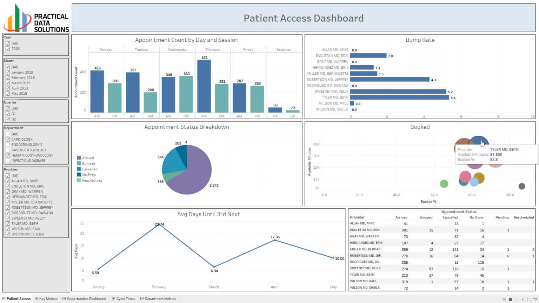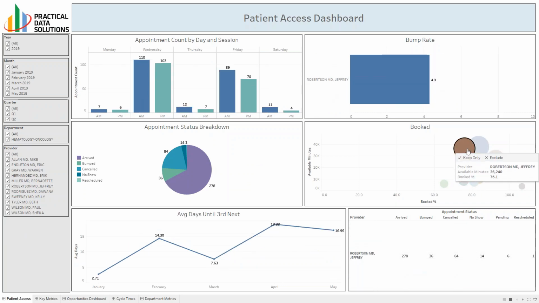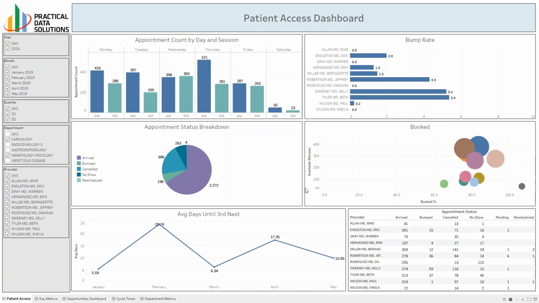Looking at that booked bubble chart, we can quickly see how utilized our providers are and how each one is based on the size of that bubble. And then that next line chart allows us to look at trending of that measure over the course of a few months. And we have the appointment volumes in a traditional grid format there on the bottom right-hand side of the screen. And notice how this dashboard really calls out any outliers.